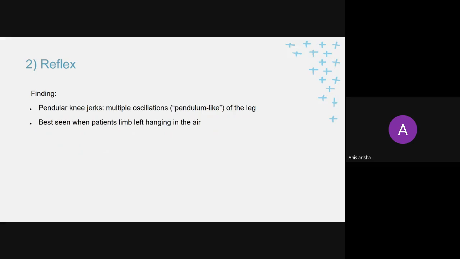For the reflex, we want to see if there is any pendular nystagmus. Pendular is less brisk and slow: the fall and rise of the leg after being tapped by the tendon hammer. So it is bouncing when the patient's limb is left hanging in the air.